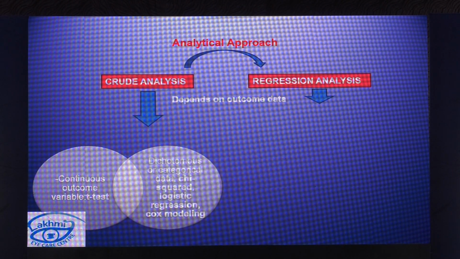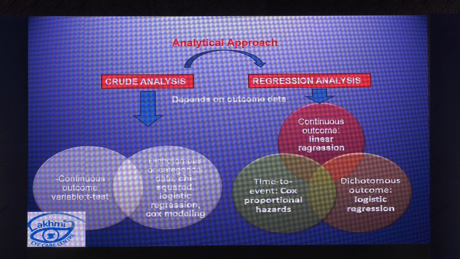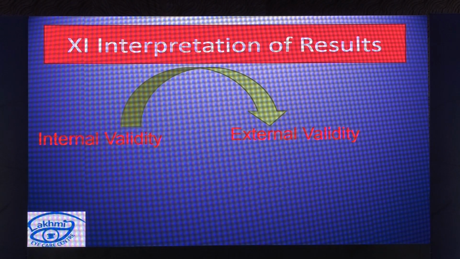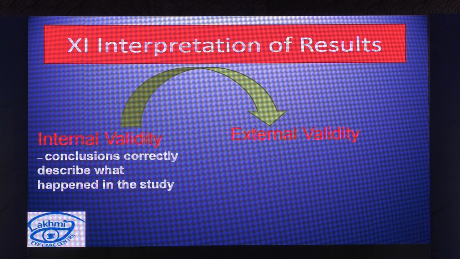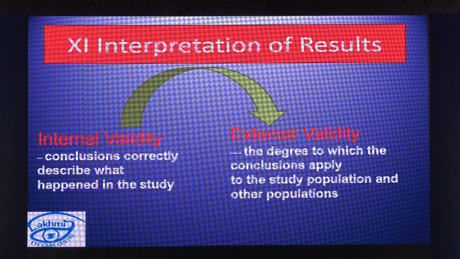For a continuous outcome variable, the t-test; for dichotomous or categorical data, the chi-square, logistic regression or Cox modeling; this comes under crude analysis. Whereas in regression analysis, the continuous outcome uses linear regression, time to event uses Cox proportional hazard, and dichotomous outcome uses logistic regression. Interpretation of the results has two types, internal validity and external validity. Internal validity means conclusions correctly describe what happens in the study, whereas external validity is the degree to which the conclusions apply to the study population and other populations.